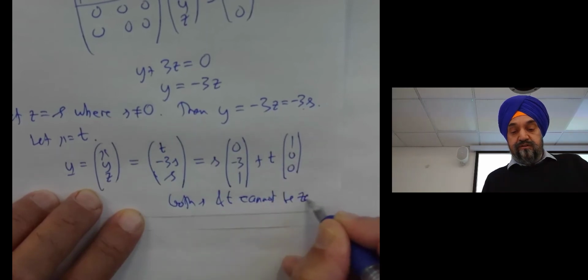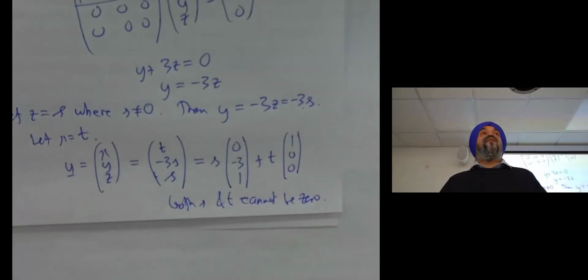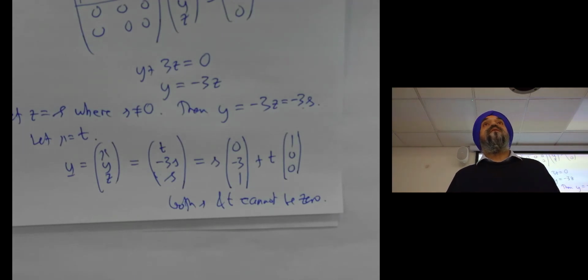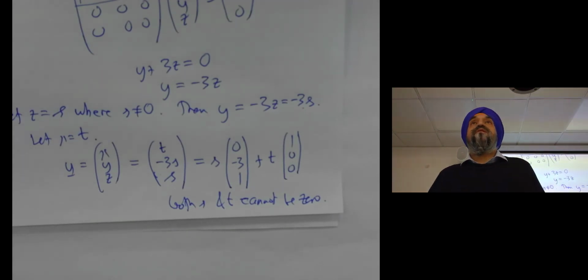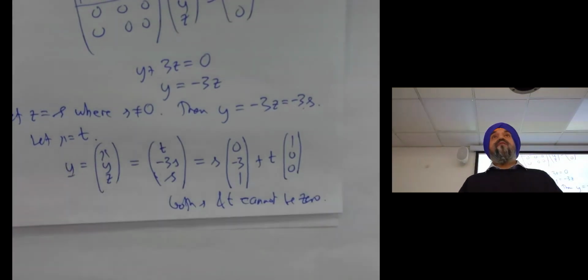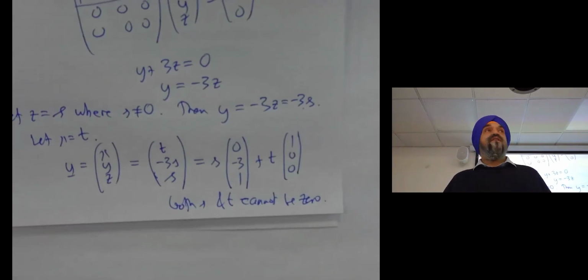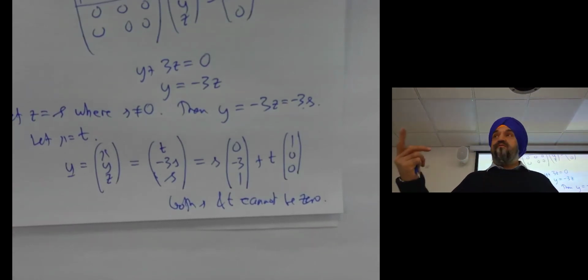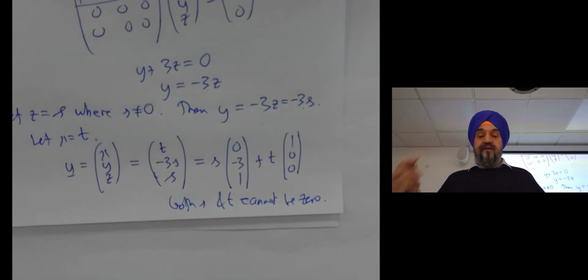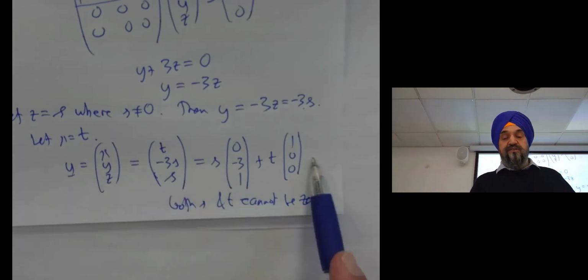Well, what if they are both 0? What happens then? Say s is 0, t is 0. What do you end up with? You end up with a 0 vector, don't you? u is the 0 vector. And remember, for an eigenvector, it can't be a 0 vector. So that's why you can't have both. You can have one of them as 0, but you can't have both of them as 0. If they're both 0, then you'll find u is equal to 0.